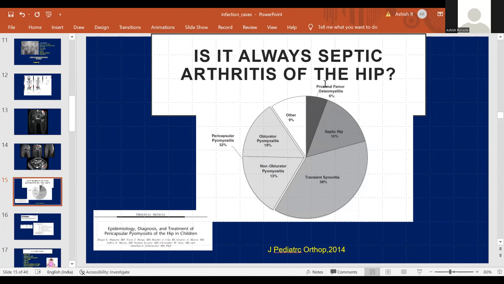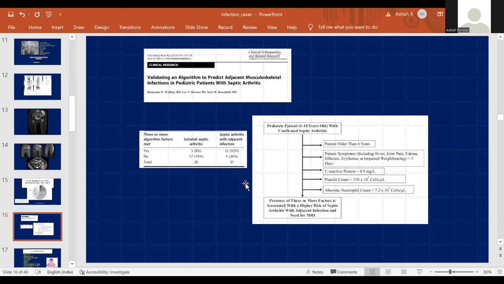It was osteomyelitis in about 6% of cases, and yes, septic hip was there in 15%. So another study validated an algorithm to predict adjacent musculoskeletal infections, because the problem is, if we do arthrotomy and there is no pus, then what do we do? How do we go next? So there is a role for MRI to identify these conditions early and treat them appropriately.